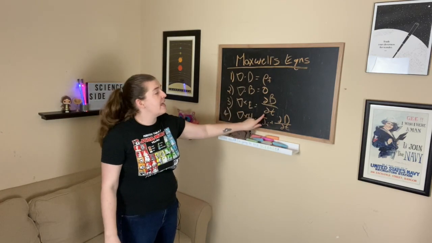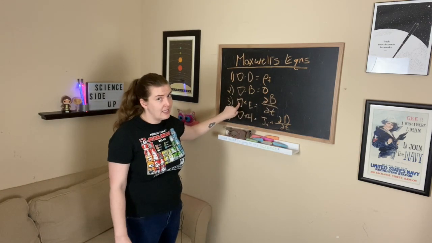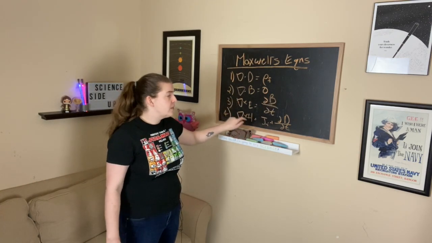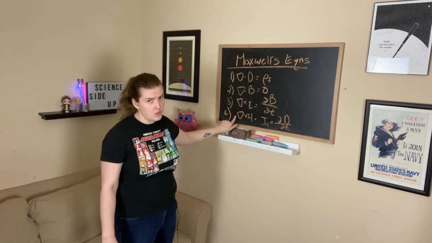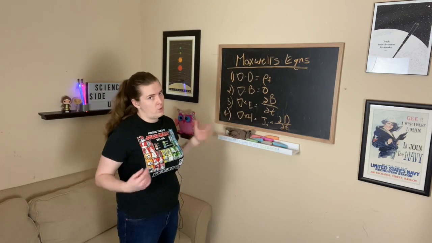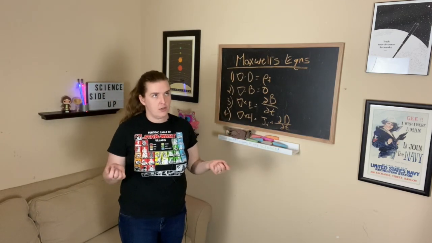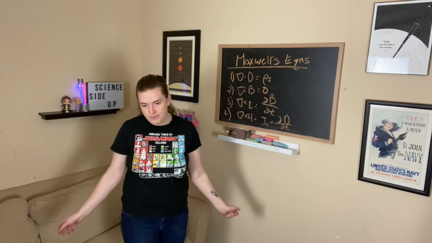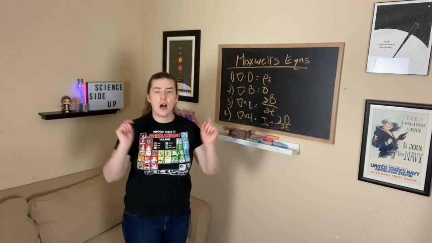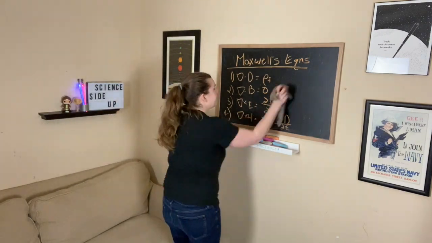This tells me that a changing magnetic field creates an electric field. And this one tells me that a changing electric field will produce a magnetic field. These two are really important for how electromagnetic waves and electromagnetic radiation exist and traverse through the universe. Okay, but enough about this. On to the fun stuff. Let's talk about the strong nuclear force.